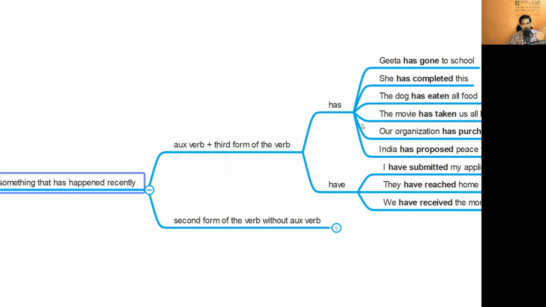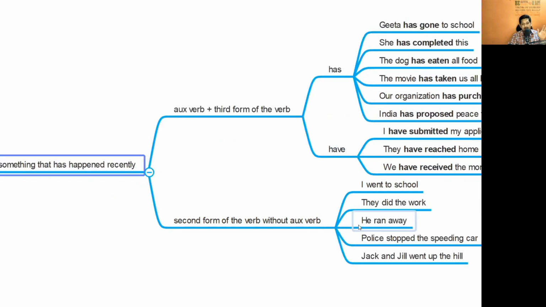Okay. Go ahead and write 20 sentences with has, 20 sentences with have to express something that has happened recently. And then another 20 sentences to express this one using the second form of the verb without an auxiliary verb.